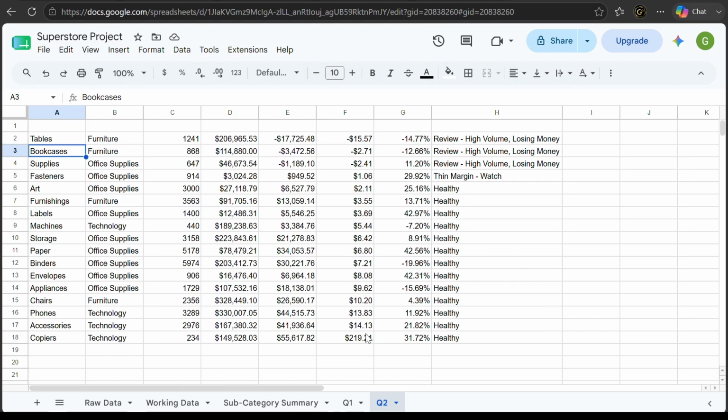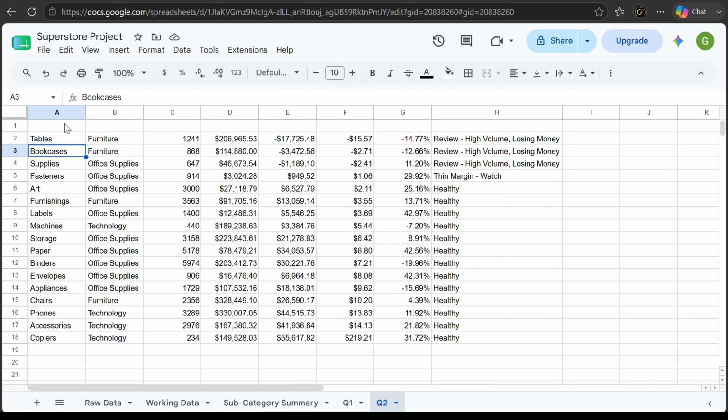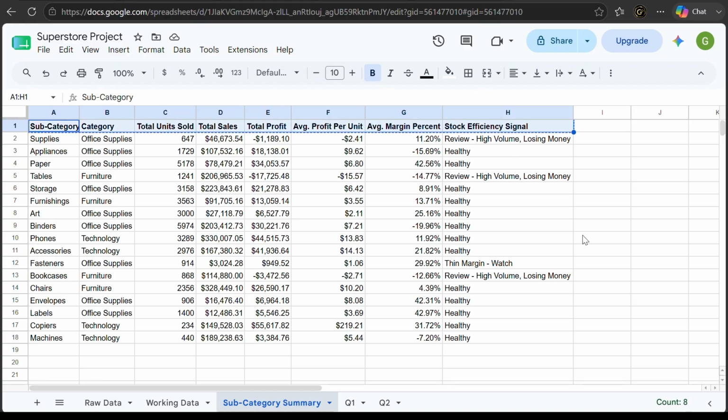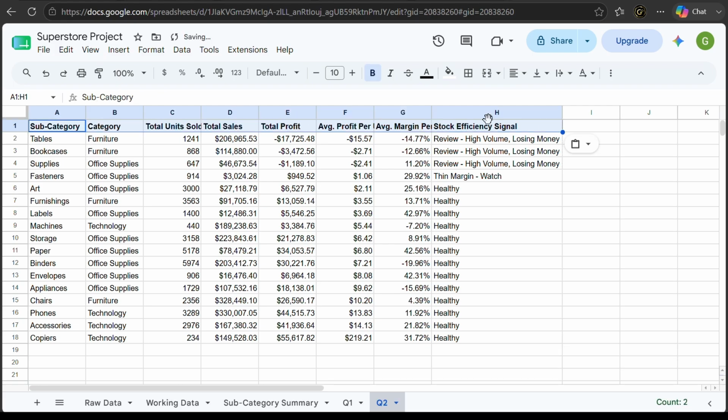What you can see in this Q2 is the same thing as what you are seeing there. Let's label it properly: subcategory, this was category, next was total units, then total sales. Okay, let's not waste our time. I'm just going to copy everything that is here with Control C, and then come to this point and Control V.